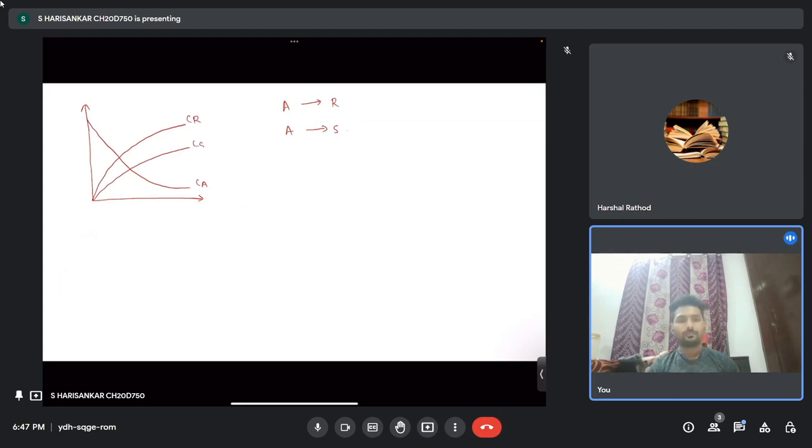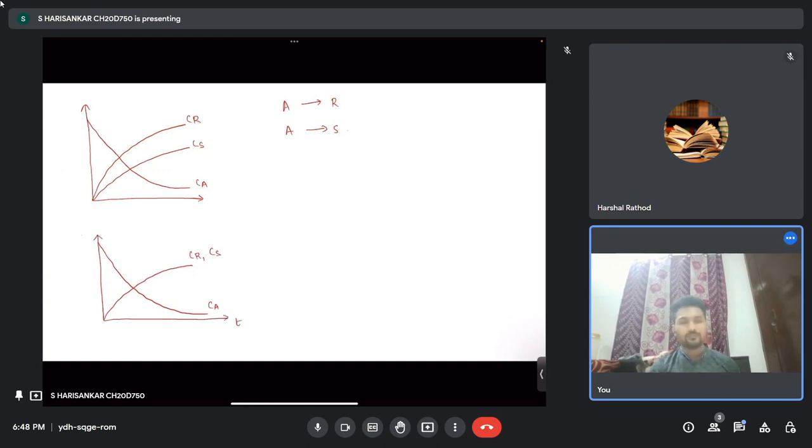Now the peculiar case is that firstly we need to note that the parallel reactions here are irreversible reactions, and secondly in the given plot the profiles for Cr and Cs overlap each other.